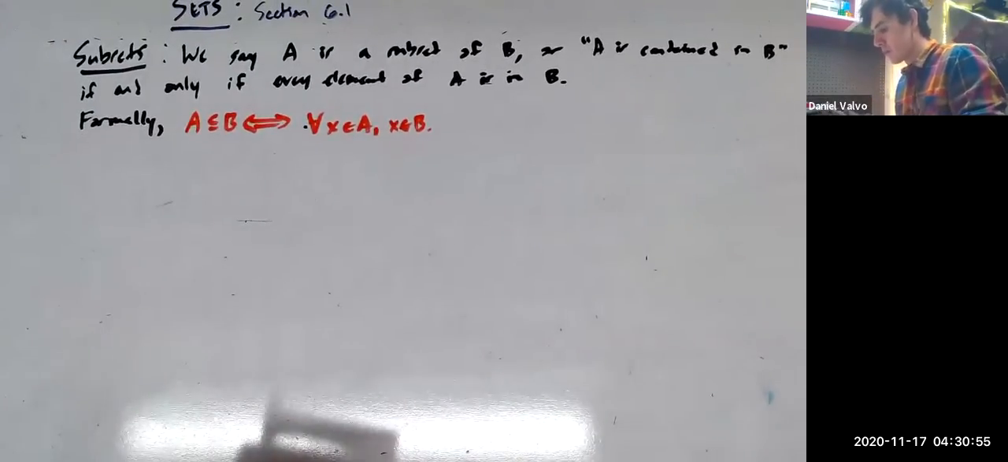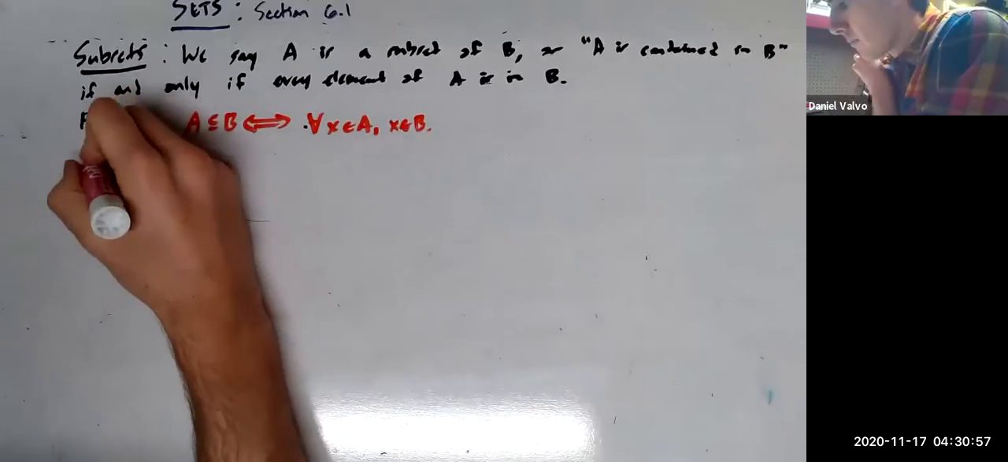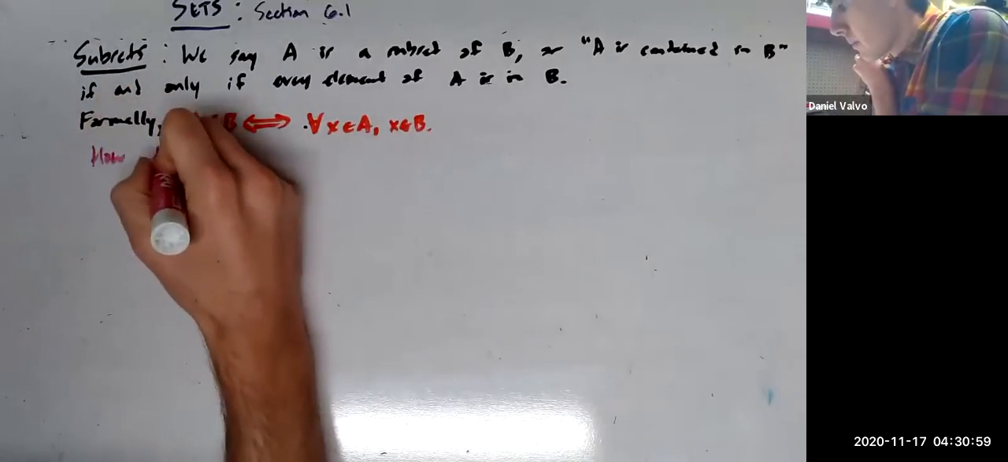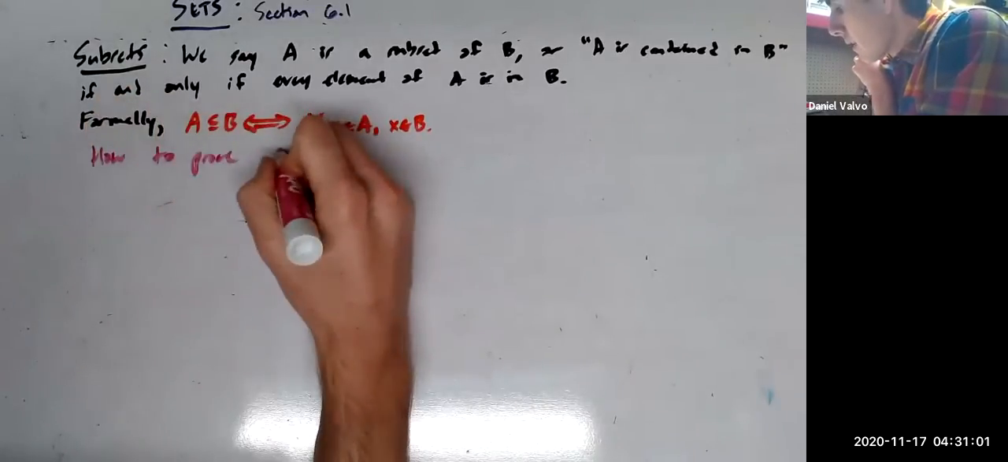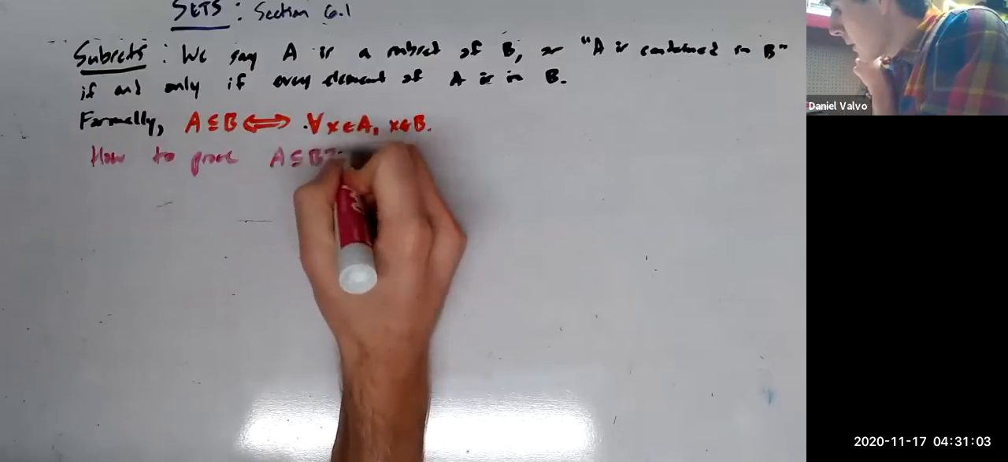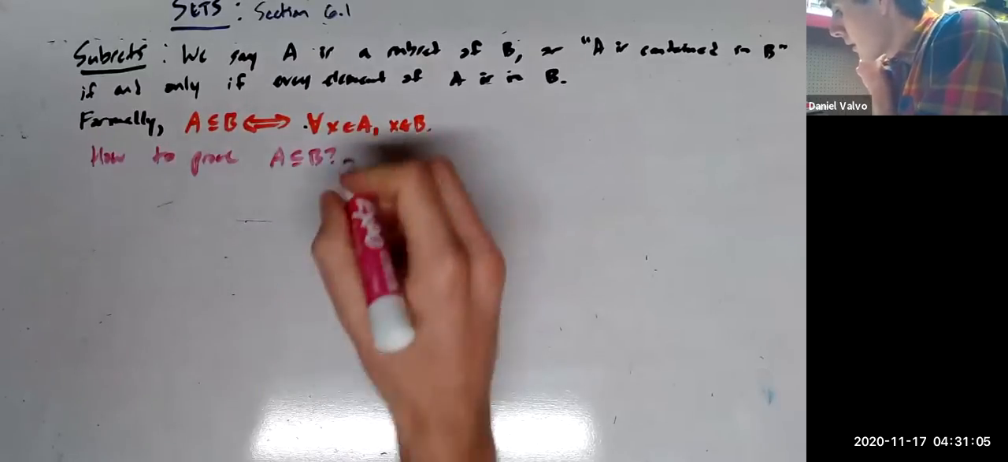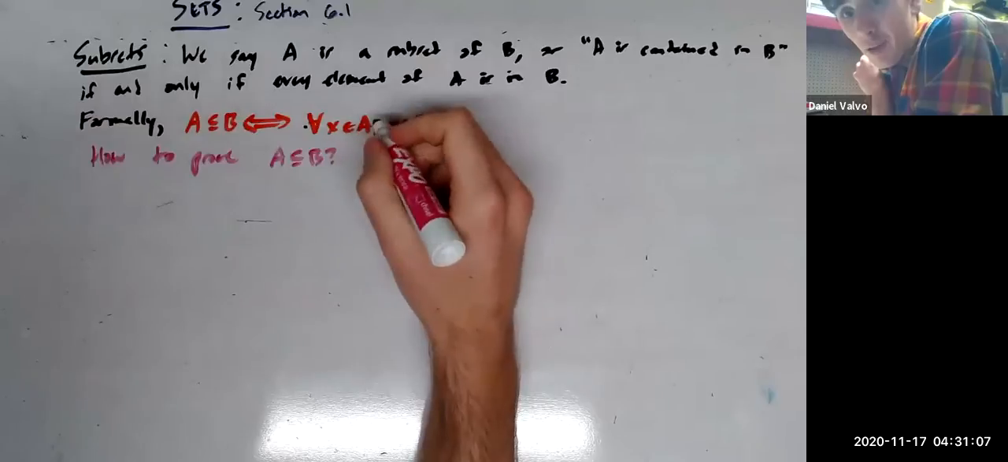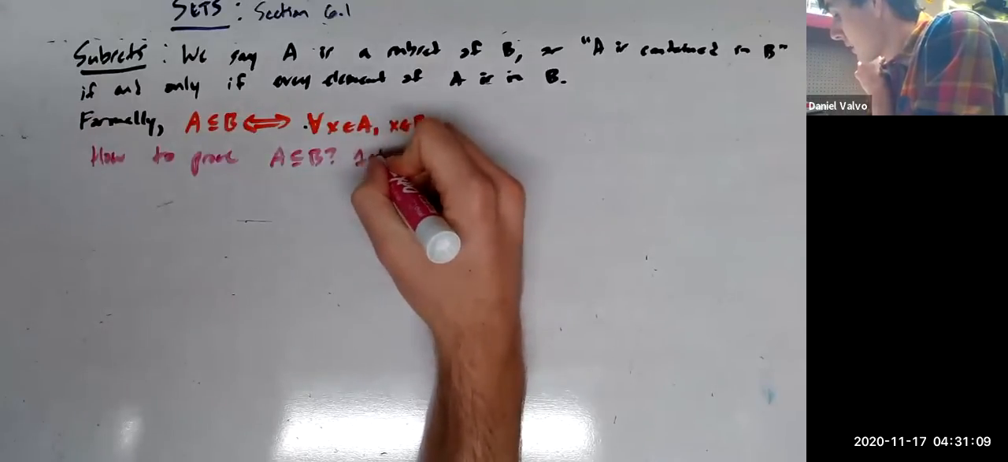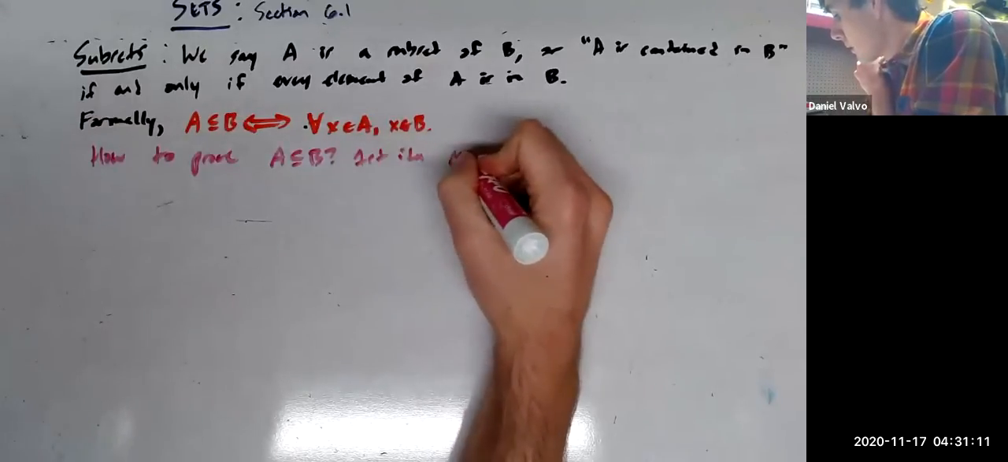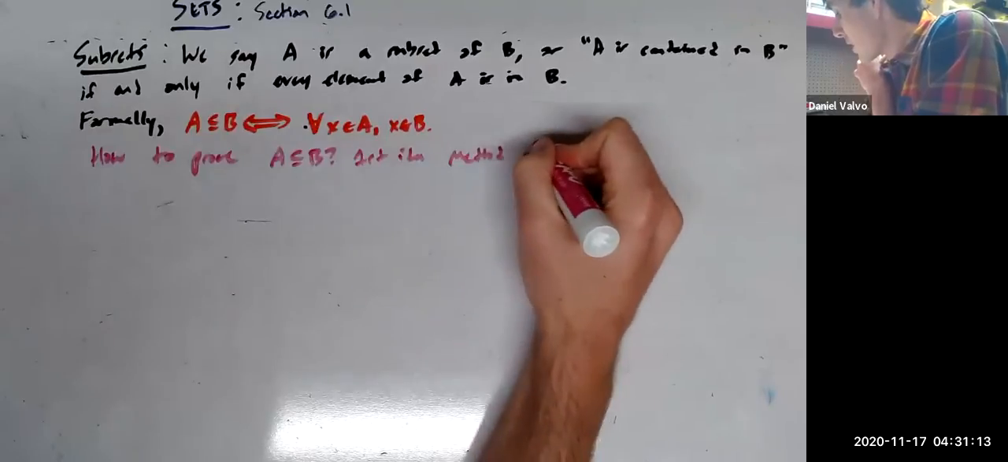So how to prove A is contained in B? Well, first example, first idea is method of exhaustion.